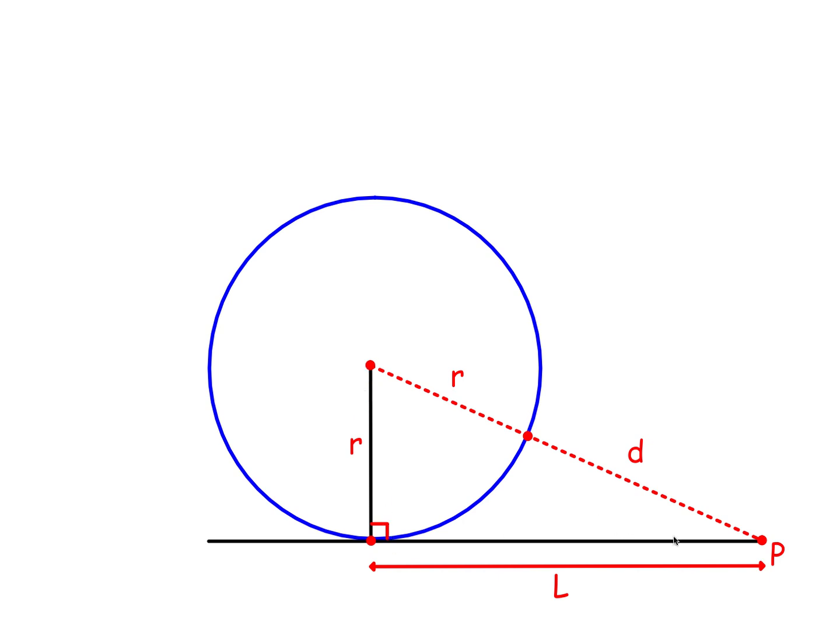So it makes up a right angled triangle. There's a radius, there's a piece of the tangent from point P to the point of contact, and there's a hypotenuse which is the distance between point P and the centre, and that consists of distance D, the shortest distance from point P to the circle, and a radius.